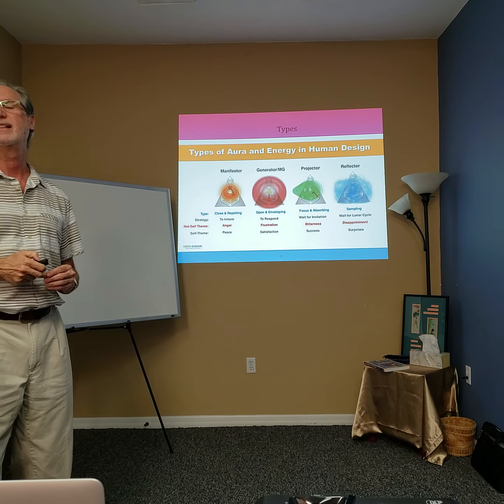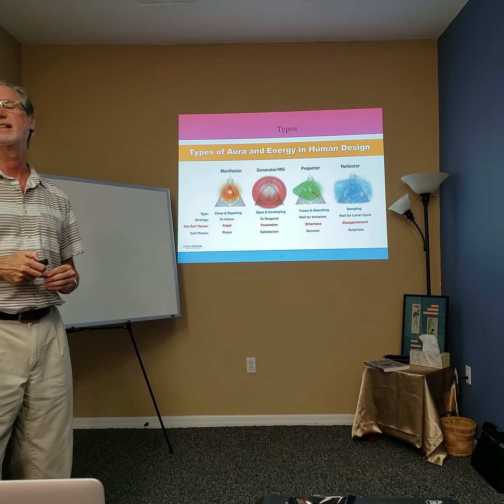Now, if we look at the sheet that I handed you, generators, including the manifesting generator, are the majority of the population. This says 66.65, which is actually closer to 70%. So 70% of the population are generators. They're the ones who built the world, or who are building the world.